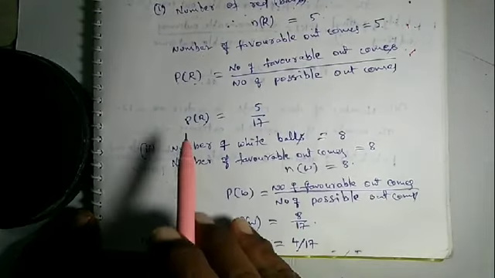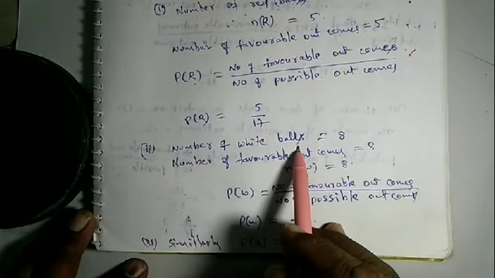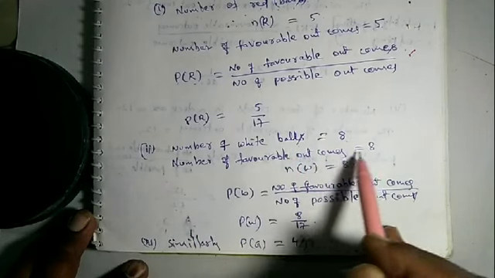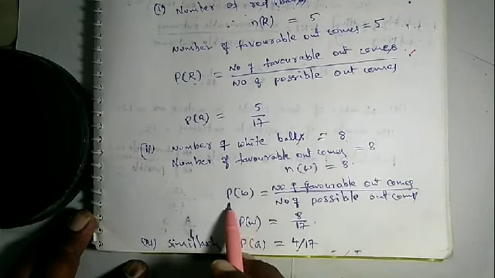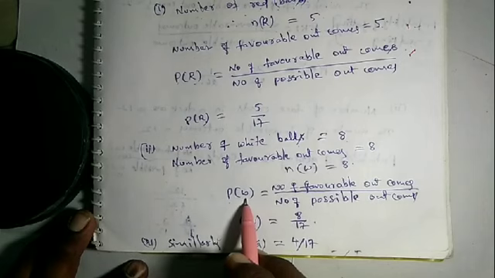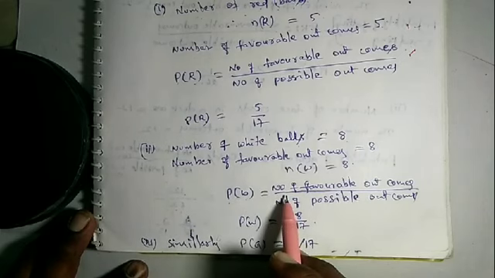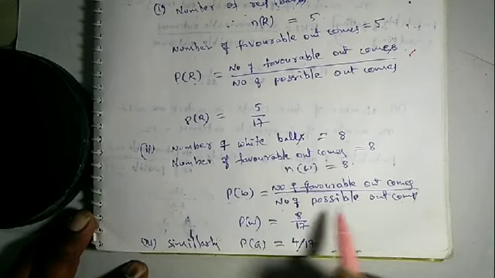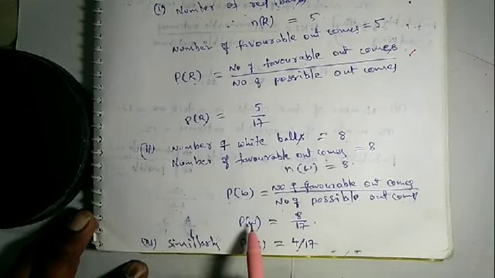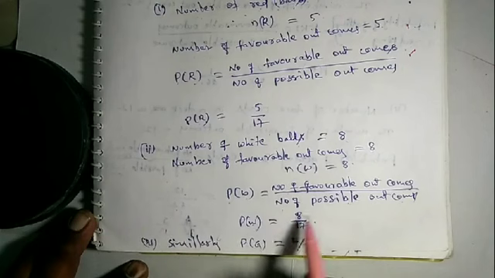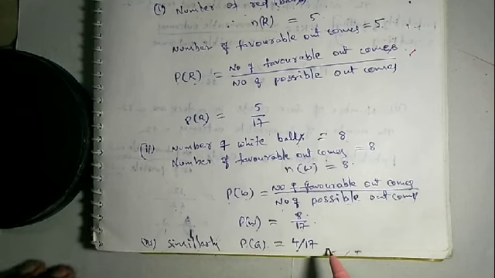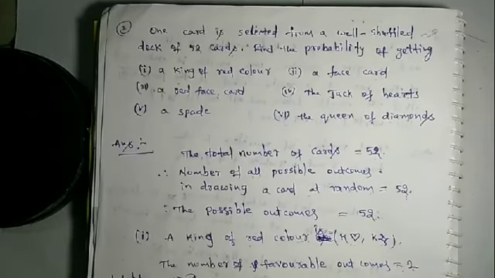Similarly, the number of white balls is equal to 8. The number of favorable outcomes is 8. Probability of getting a white ball is equal to number of favorable outcomes by number of possible outcomes. So, the probability of white marbles is equal to 8 by 17. Similarly, the probability of green is equal to 4 by 17.